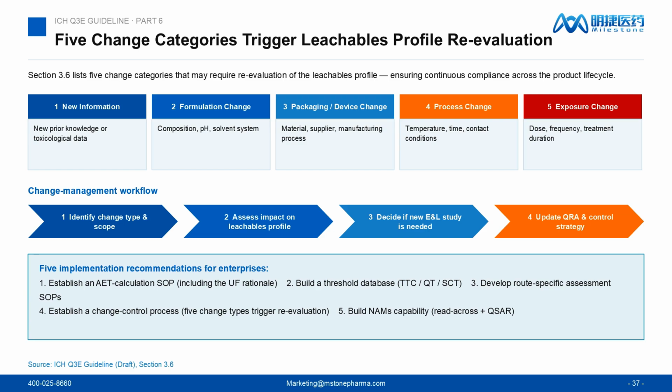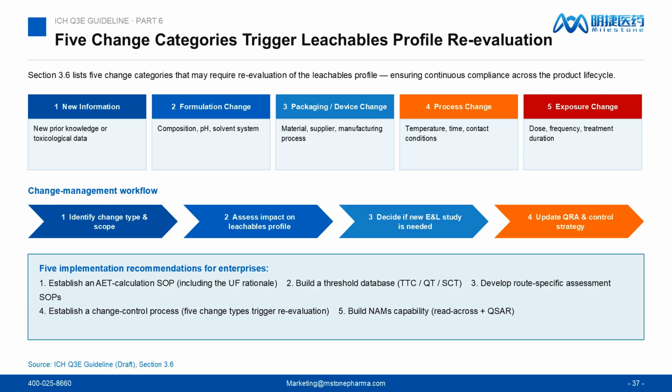1. New information, new toxicology data on a leachable, or new regulatory expectations. The nitrosamine crisis was exactly this. Products approved for use suddenly needed reevaluation because the science moved. 2. Formulation changes, composition, pH, solvents, anything that changes leaching propensity.